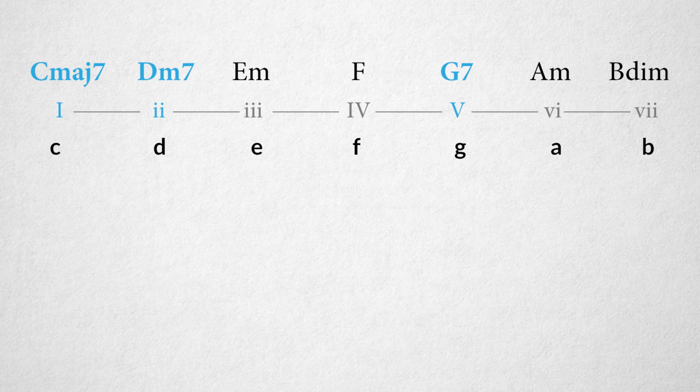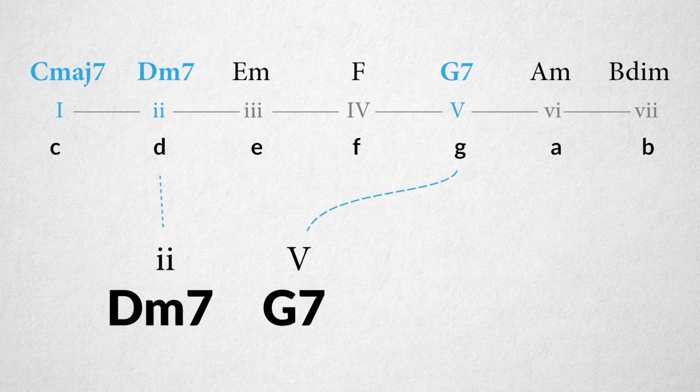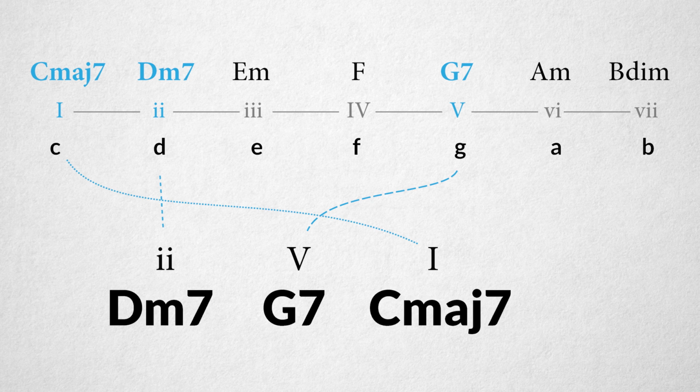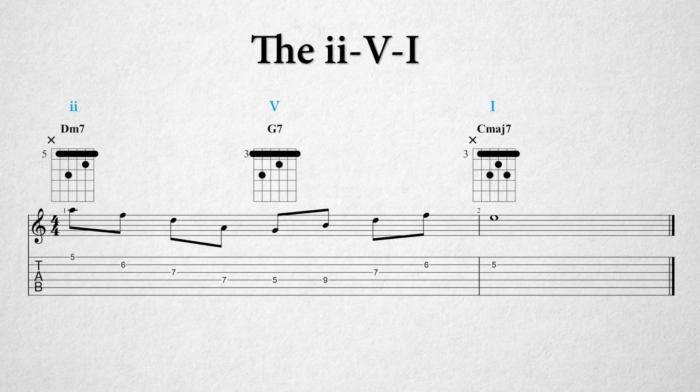Now, the 2-5-1 in C major would be a D minor 7 to G dominant 7 to C major progression. And for the sake of the analogy, we could name this progression the front door progression, or the front door 2-5-1. Now, you heard this probably a million times and it sounds like this.